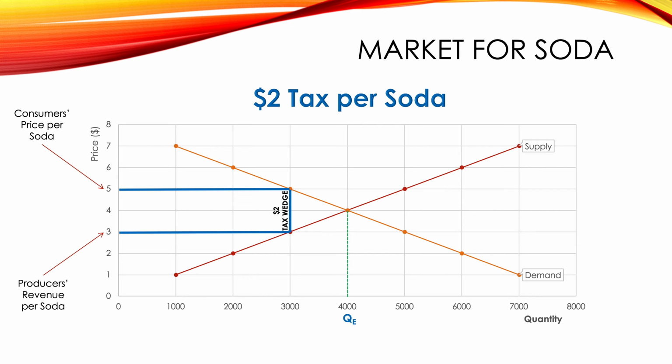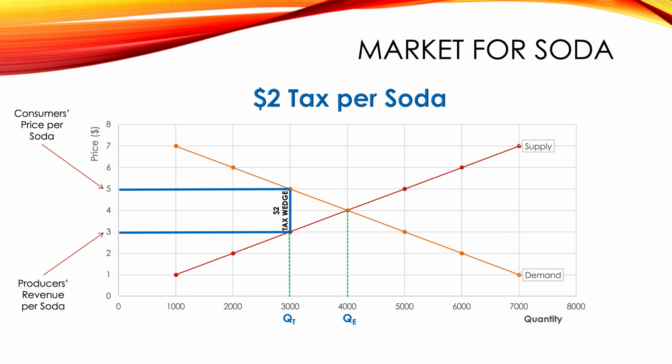Now, originally, remember, before this tax, the equilibrium quantity of sodas was 4,000 sodas. But with this tax, the new quantity is going to be just 3,000 sodas. So we find, again, where the demand curve and the supply curve are touched by the tax wedge, go down to our x-axis, and there we can find the quantity of sodas with the tax. That's what the T stands for in Q subscript T, right? So quantity with tax.